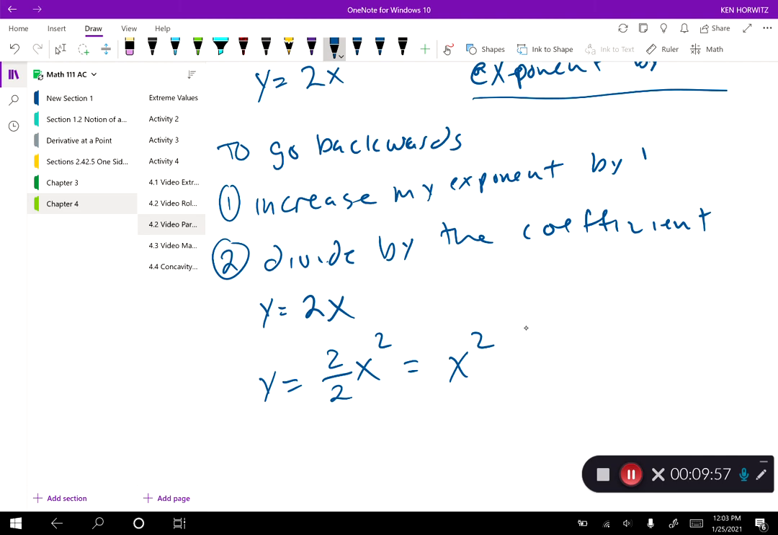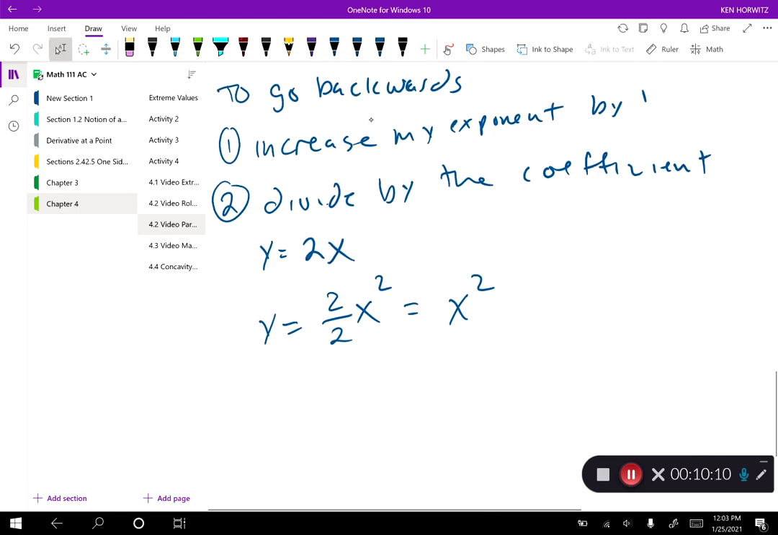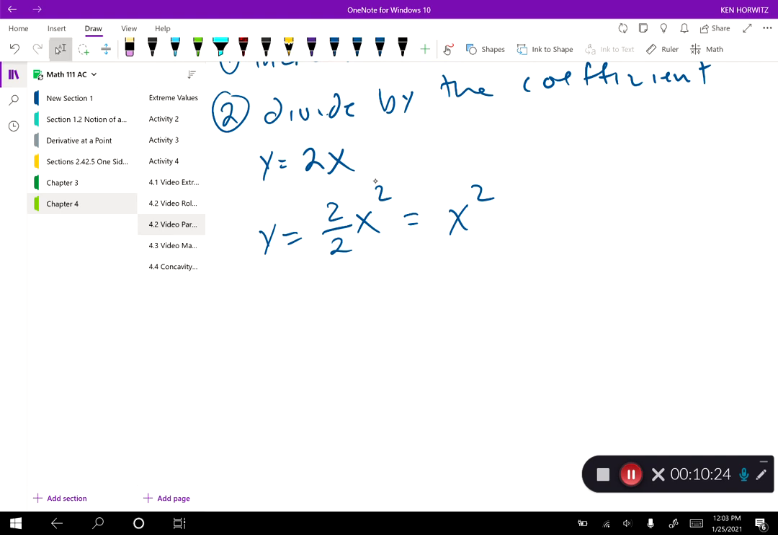Now, question for you. Did I get back to where I started? I started with x squared plus 3. The answer is no, I didn't quite get back to where I started, but I got really close. All right? So basically, this constant, it's impossible to know without additional information what that constant is. So what we do with the antiderivatives, we just say plus some constant c.